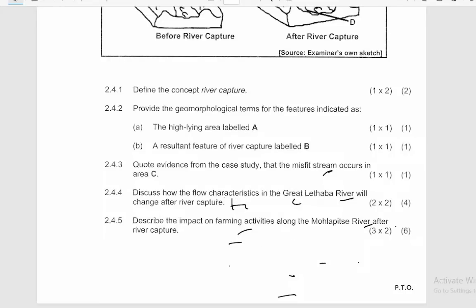Now to move on to the next question: describe the impact on farming activities along the Mohlapitse River after river capture. What is going to happen to farming activities?